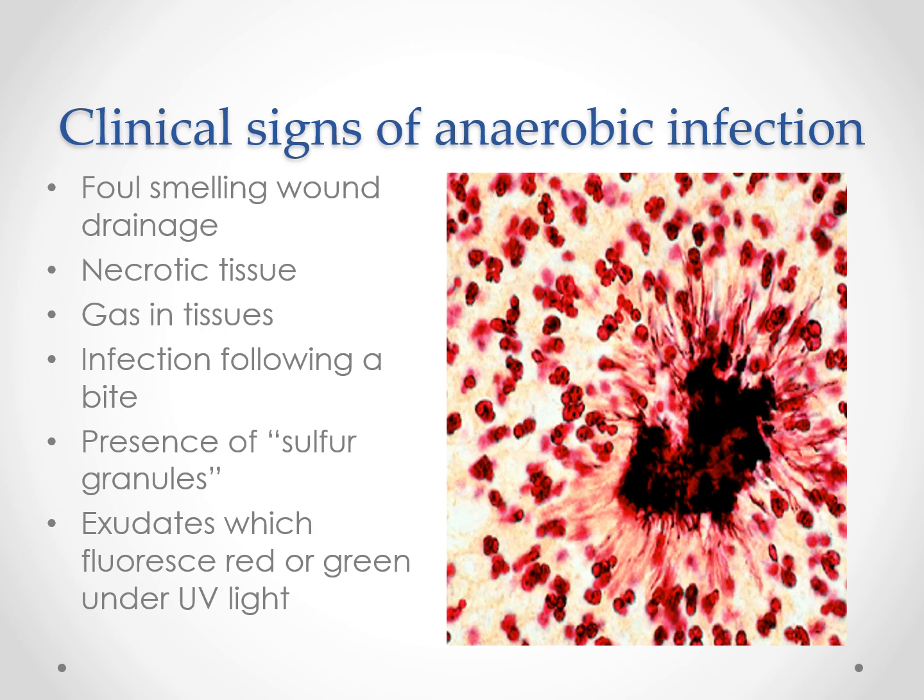This is an example of a sulfur granule in lung tissue. They're called sulfur granules because of their resemblance to elemental sulfur, and they are associated with Actinomyces. And then we have exudates that will fluoresce under a UV light, either red or green. Red indicates your patient has a Prevotella, Porphyromonas, or Veillonella infection, or if they fluoresce green, it's possible your patient has a Fusobacterium infection.